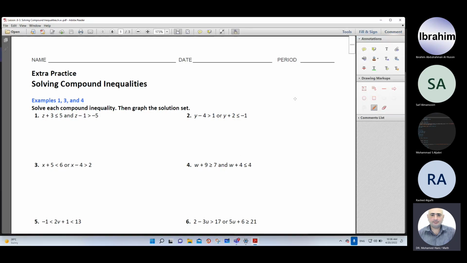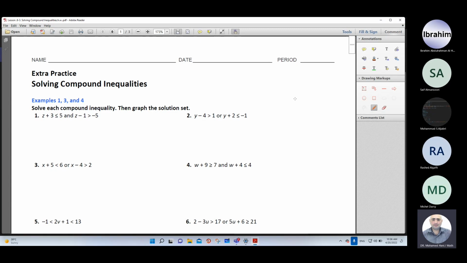Math grade 9 Algebra 1. We are in module 6 lesson 3, solving compound inequalities. Today we want to continue our work in this lesson.